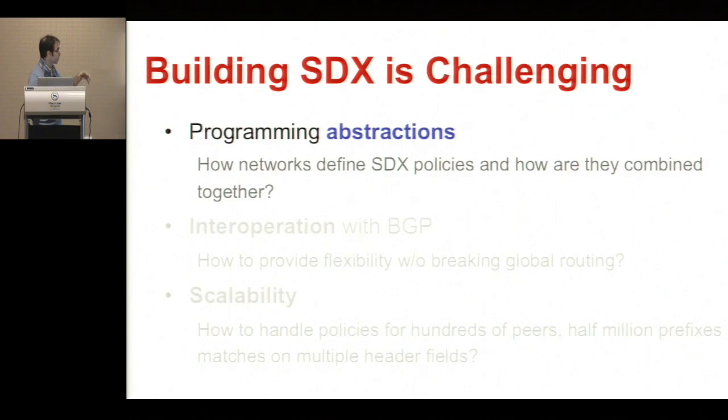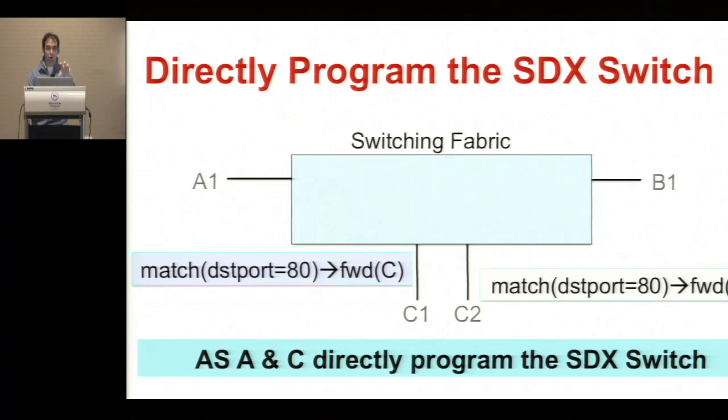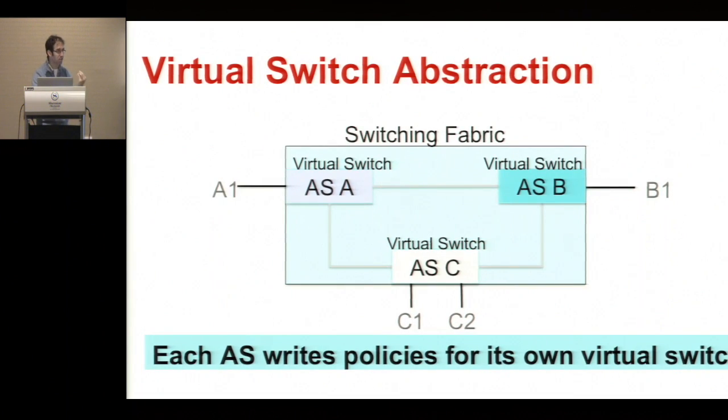Building this turns out to be challenging. I have even less time now, and I wasn't going to talk about many of the systems and networking challenges, but I wanted to focus on what kind of abstractions you give to operators. You've got ASs or networks coming in, each of which wants to write a policy, but they're doing this independently. So how do you expose the right abstractions? The abstraction we chose to design is what we call a virtual switch abstraction. The idea is that each of these participants, A, B, and C, gets the appearance that they're directly programming that switch. So it's an abstract interface, and each one of them sees a virtual switch.